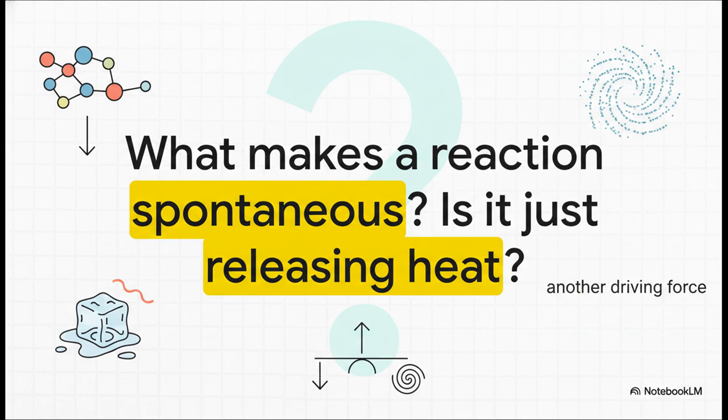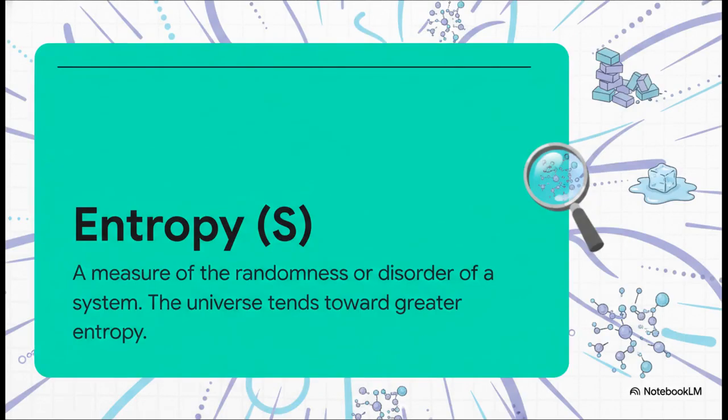But if that were the whole story, an ice cube would never melt on a warm day, because melting actually absorbs heat. It takes energy. So clearly, there's another force at play here. And that other driving force is called entropy. The simplest way to think about it is as a measure of disorder, or randomness. And the second law of thermodynamics tells us that for any spontaneous process, the total entropy of the universe has to increase. To put it simply, the universe is always getting messier.